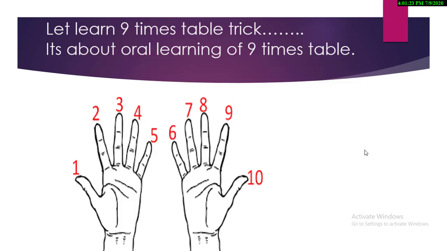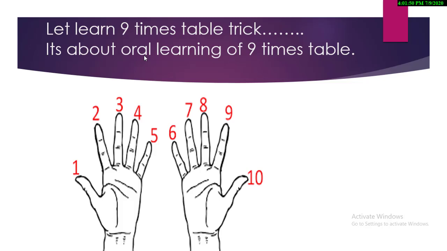Okay, now it's time to learn the 9 times table trick, and this is about the oral learning of the 9 times table. Oral means you are going to learn how to learn the 9 times table without even writing it. The 9 times table is very interesting because it has two parts. You can learn it in two ways. The first is to learn it orally and the other is to learn it by writing. So let's have a look.